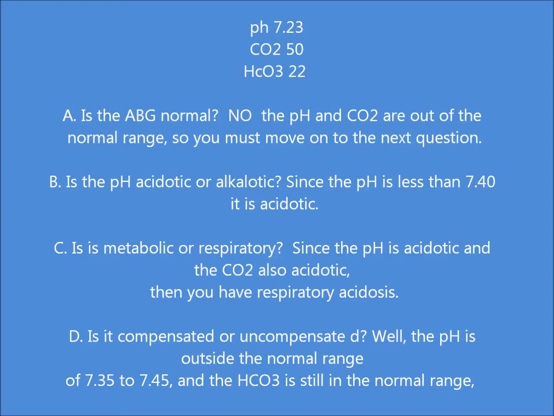Is it compensated or uncompensated? Well, the pH is outside the normal range of 7.35 to 7.45, and the HCO3 is still in the normal range. This is an example of an uncompensated respiratory acidosis.